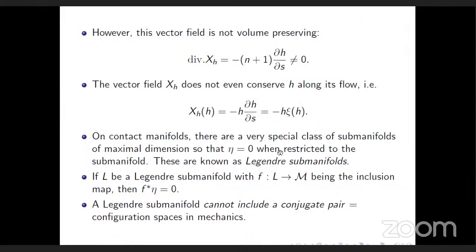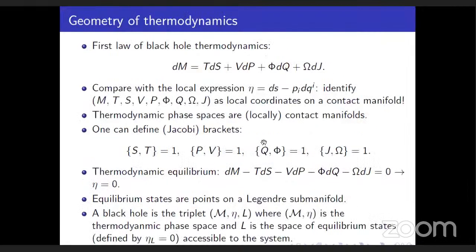So of our interest, there will be a very special class of submanifolds, the Legendre submanifolds. These are like maximum isotropic submanifolds, which are submanifolds of maximum dimension such that the contact form eta is zero when restricted on the surface of the submanifold. So more technically, if F is the inclusion map, then the pullback F star eta is zero. It's just like a configuration space or a Lagrangian submanifold of a symplectic manifold, where you don't have conjugate pairs of variables. The fact that eta is zero means that you cannot have conjugate coordinates.